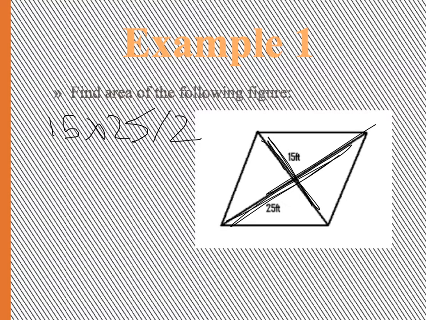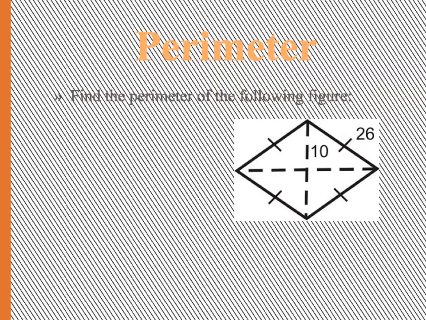First we're just going to do 15 times 25, which is 375. And then we're going to have to divide that by 2, which is the next step. And once you divide that by 2, you get 187.5. And that's your final answer, and all you have to do is put feet squared. And that's the area.